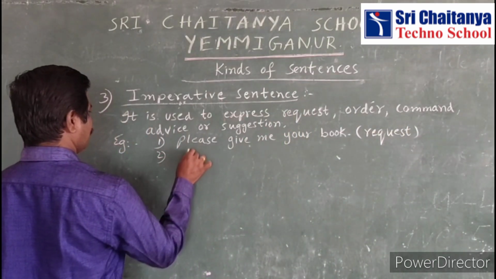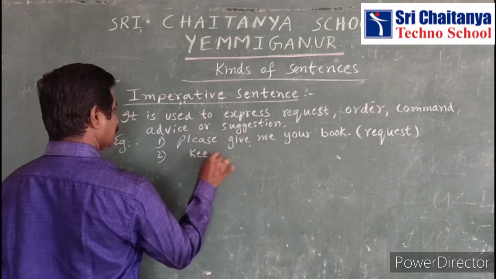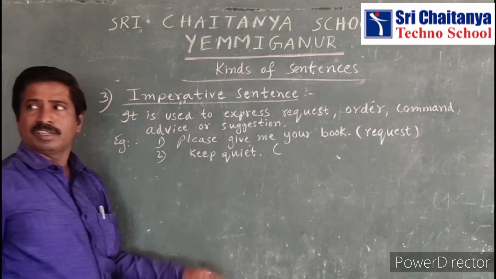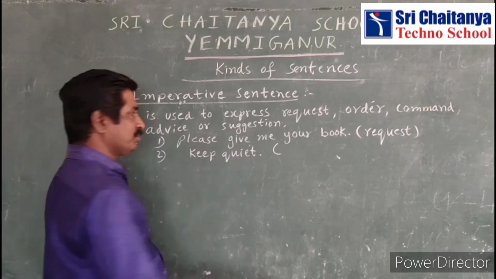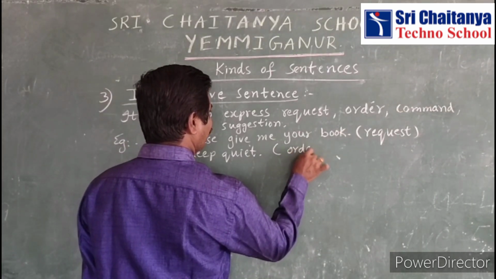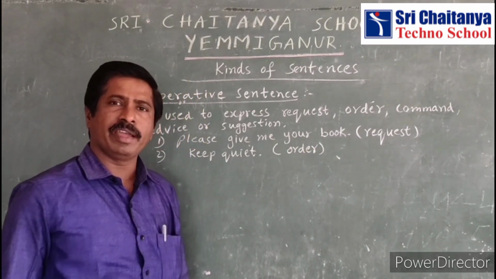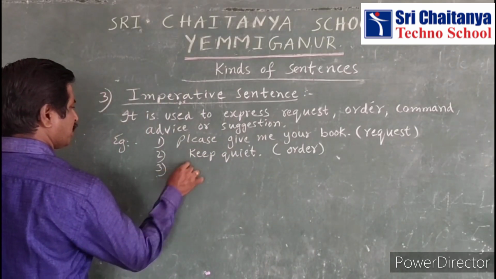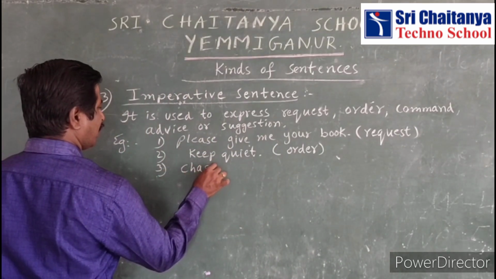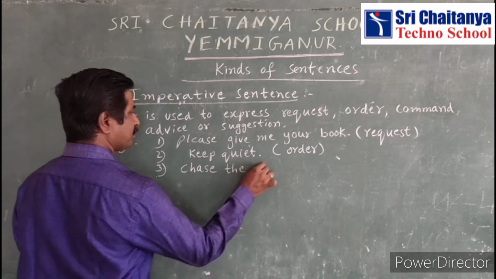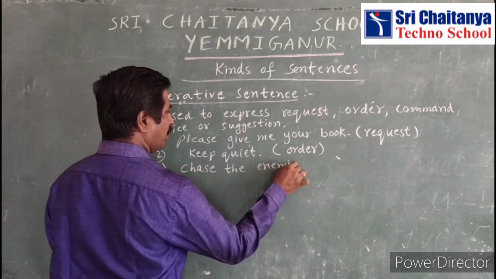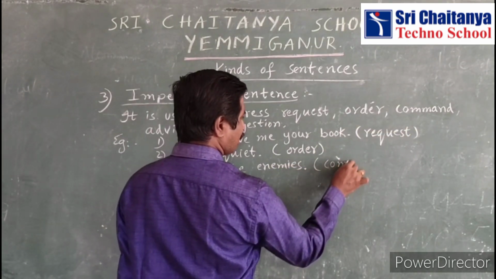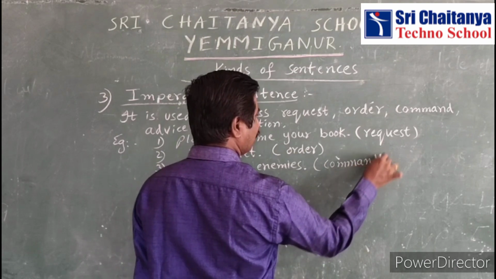Next, the second one: Keep quiet. What kind of expression is this? Keep quiet is an order. Next, go ahead with: Chase the enemies. What kind of expression is this? Chase the enemies is considered to be a command.